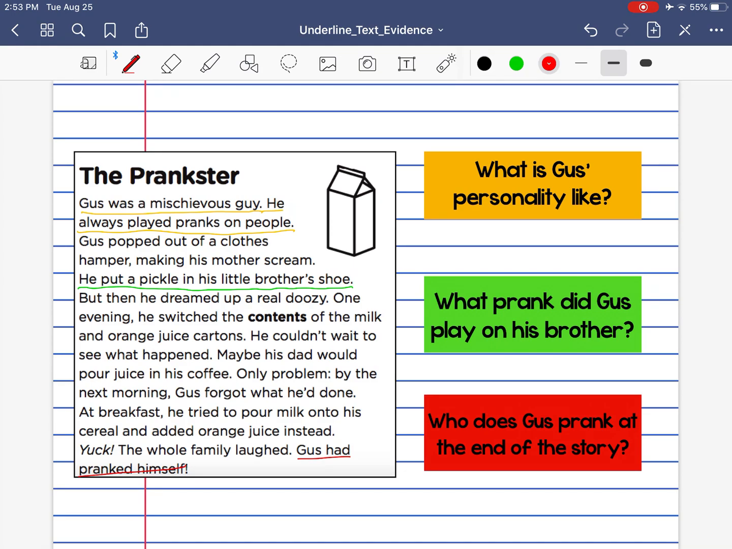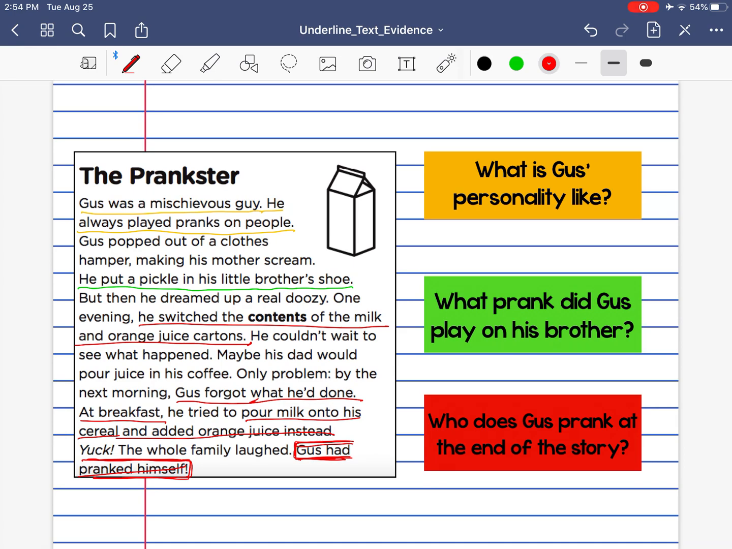Also, we could say that he switched the contents of the milk and orange juice cartons, but he forgot what he had done. And then at breakfast, he poured milk onto his own cereal and added orange juice instead. So that one really has text evidence in a lot of different places, or it could just be right here, Gus pranked himself. Okay? So there's multiple sentences that could be text evidence for each of your questions, but we're just trying to find the best one or a really, really good one. Okay? So this is the strategy I'm showing you.